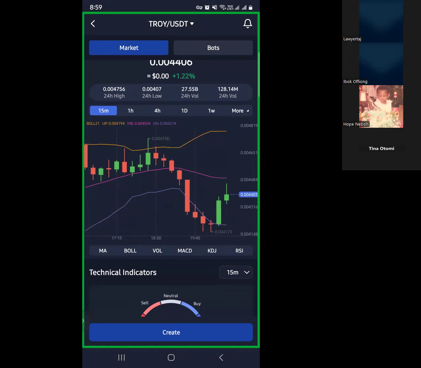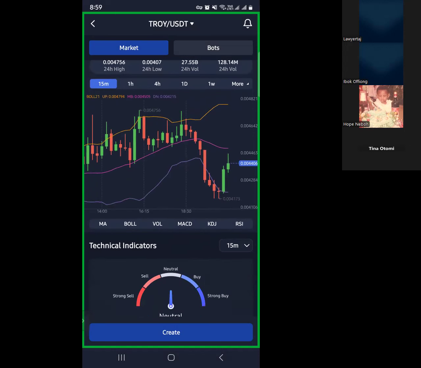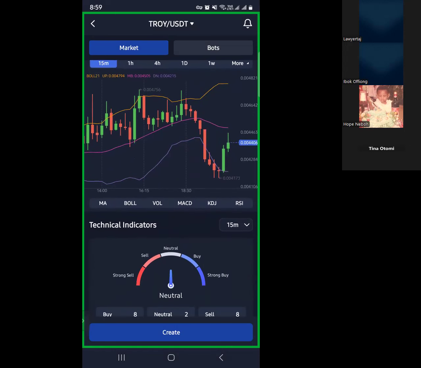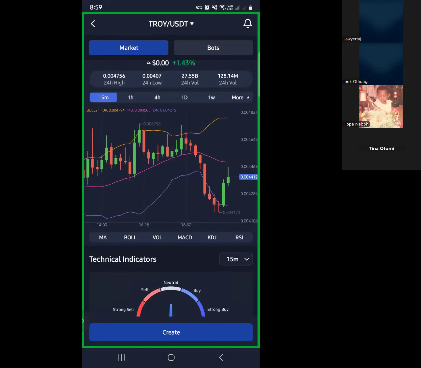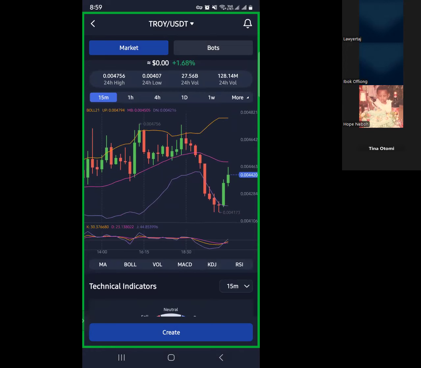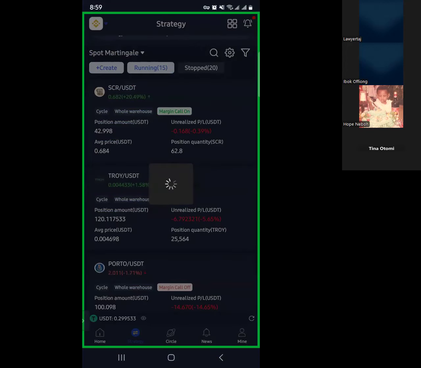On the 15 minutes, it shows me that this thing is increasing. It's coming up already. Let me put on the KDJ indicator. The KDJ indicator has shown me that it's still going to increase. So if you all don't know, look at this Troy. It's still going to go up today. So that's a good trade to have. That's why I have Troy on cycle, as you can see.